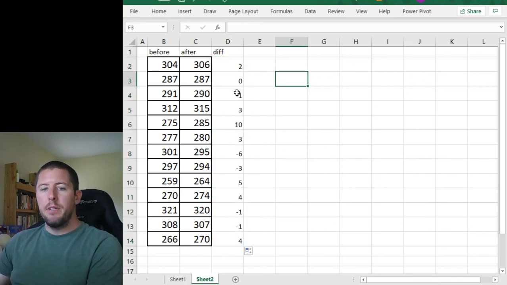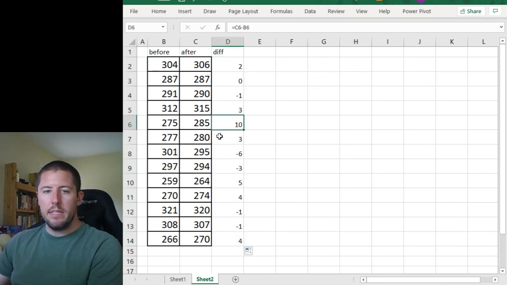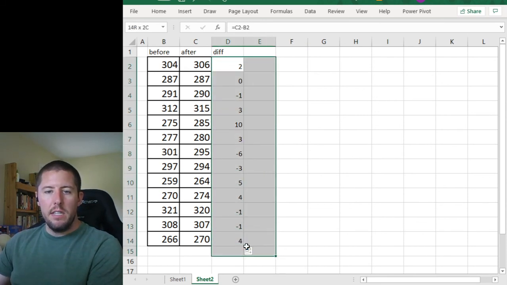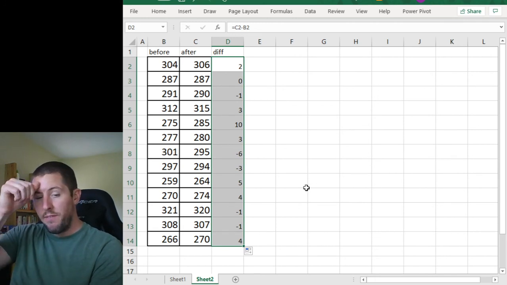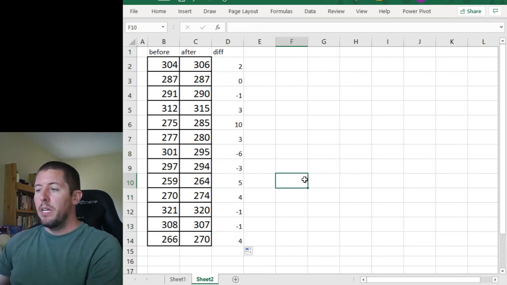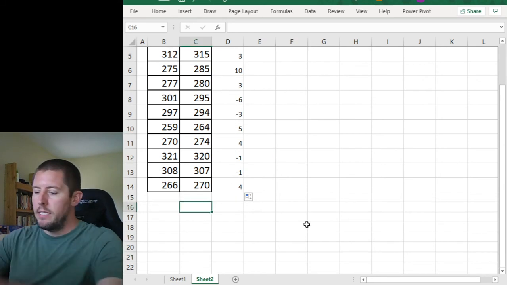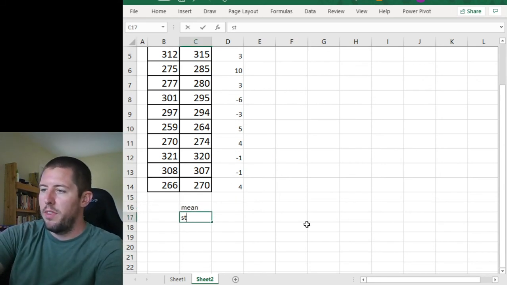It's always good to stop and do a quick spot check, like does that 10 make sense? And I look over and I see, yeah, that person clearly did increase their score by 10 points. So it seems like that click and drag did it for me. So I can see now that the values D2 through D14 are what's currently holding my difference values right here. So I'm going to go ahead and compute a mean and a standard deviation associated with these guys.